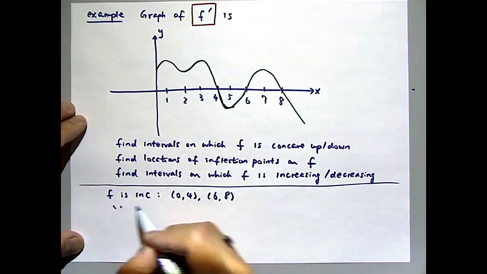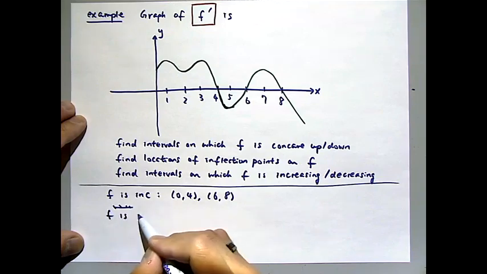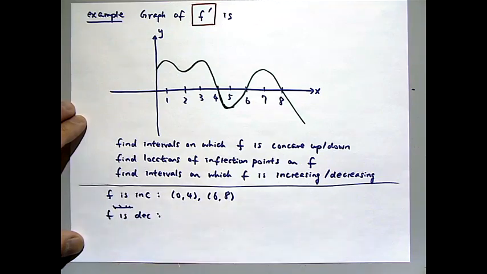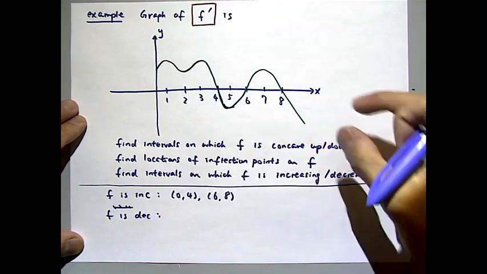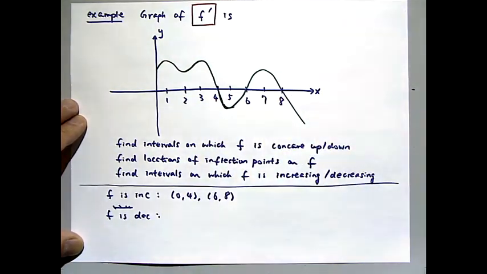All right, so f is decreasing, well that's simple, wherever f prime is negative: 4 to 6 and 8 to infinity.